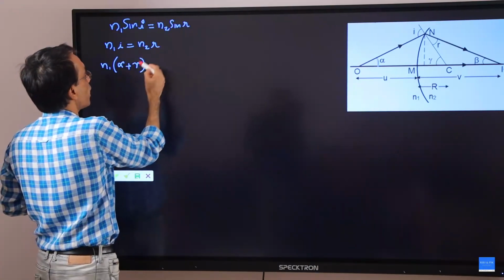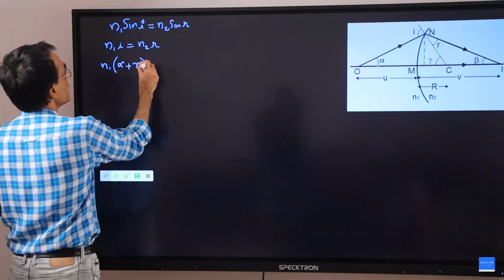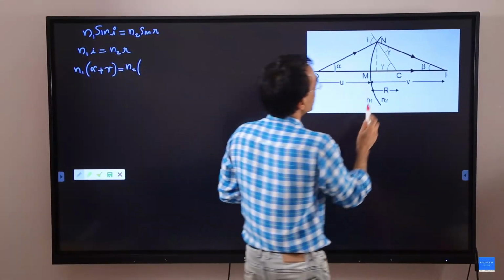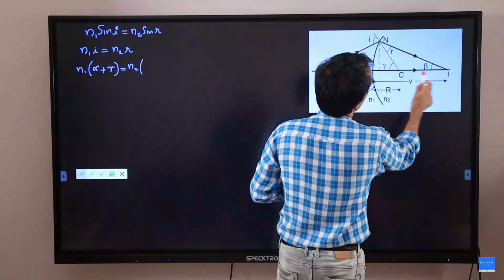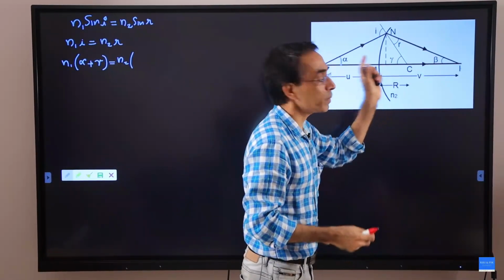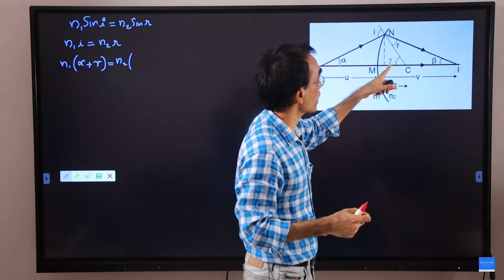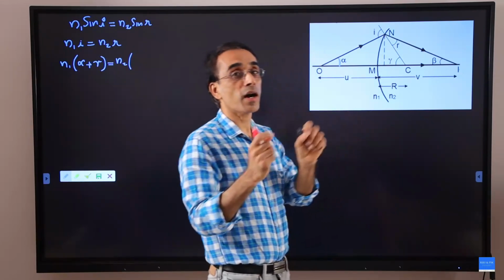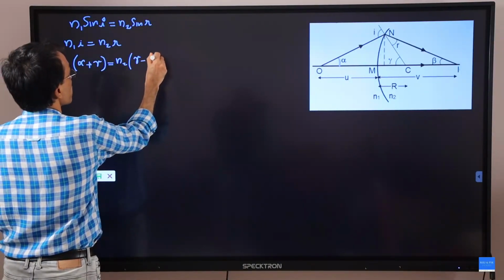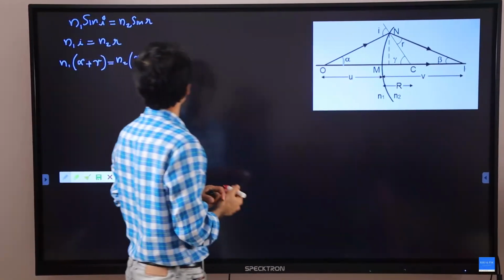Do not confuse R and gamma, that is why I write R like this and gamma like this. Okay, when you write, be careful. This should be equal to N2 into, in the triangle NCI here, gamma is the exterior angle. So R plus beta should be gamma. When you listen, write this in your book so that you can understand, gamma is R plus beta, but I want R. So what is R? R is nothing but gamma minus beta.